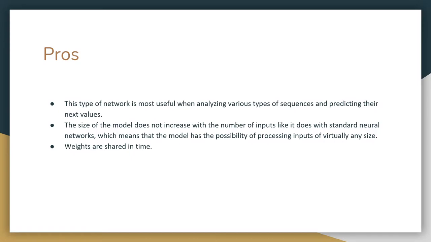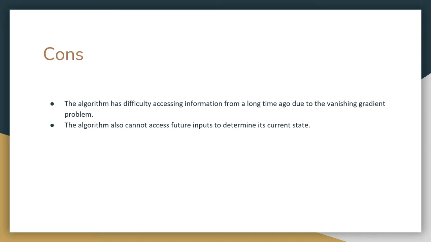Weights are shared between the perceptrons. Some cons of this algorithm are that it has difficulty accessing information from a long time ago due to the vanishing gradient problem. It has difficulty accessing the inputs from hidden layers many layers ago. I'm not saying this perfectly, but there are various hidden layers, and when the layers go further back, it's hard for the algorithm to access that information because of the vanishing gradient problem. We'll go over that a bit. The algorithm also cannot access future inputs to determine its current state, so it can only access past inputs that are behind it in the neural network.